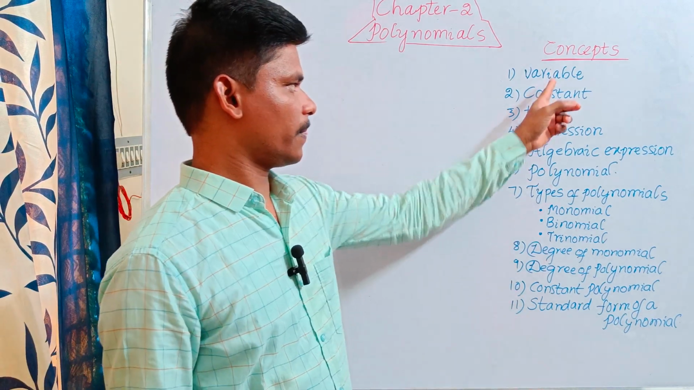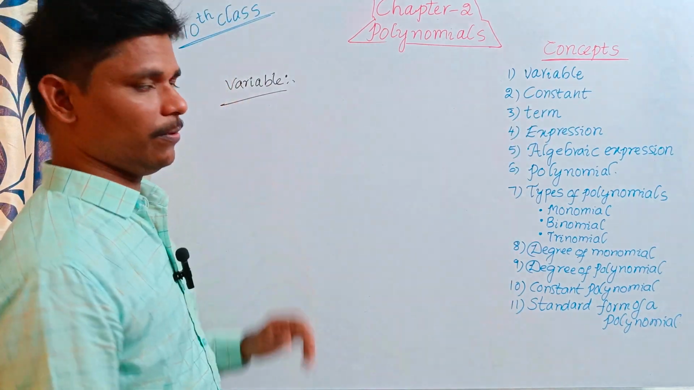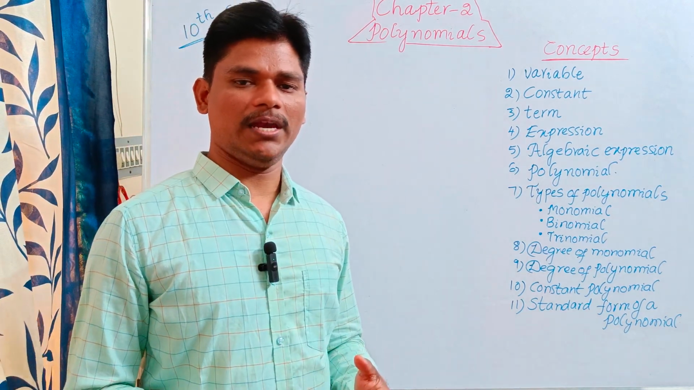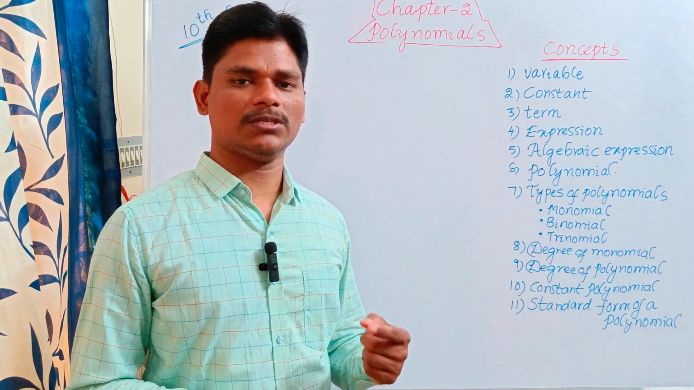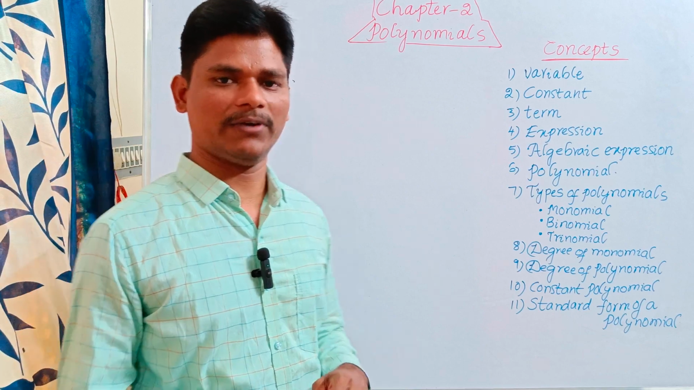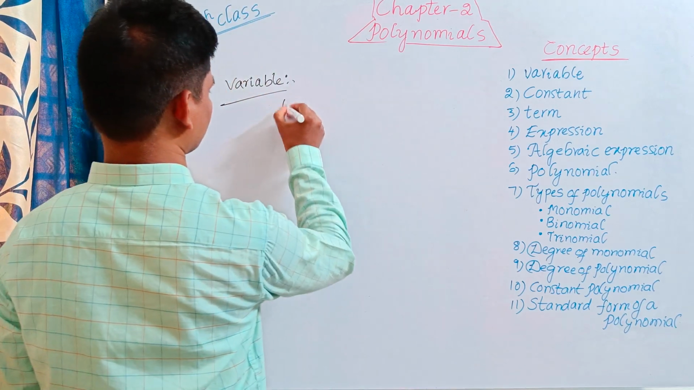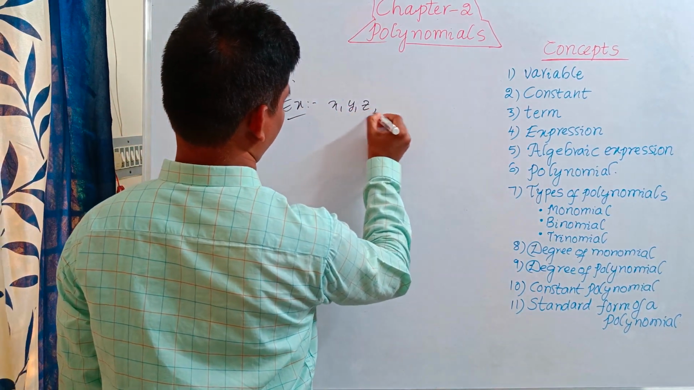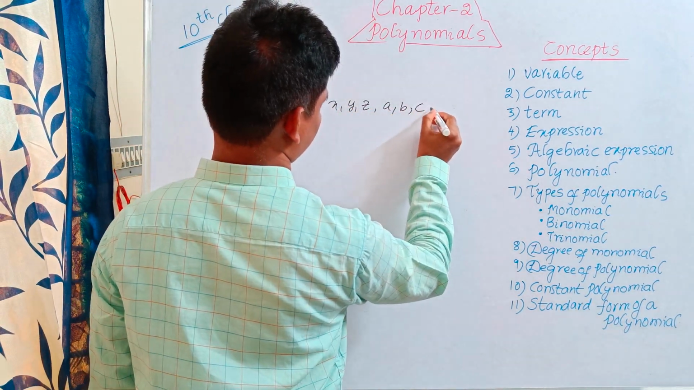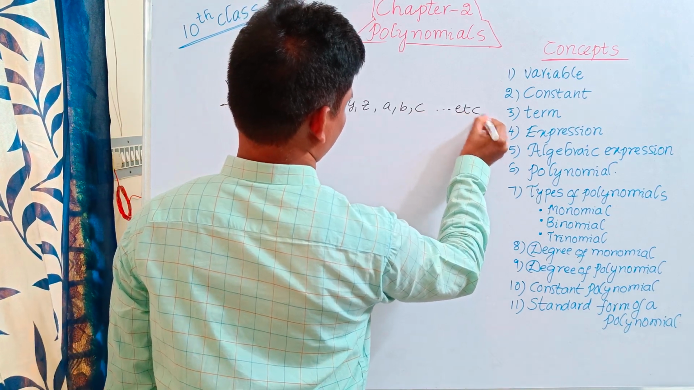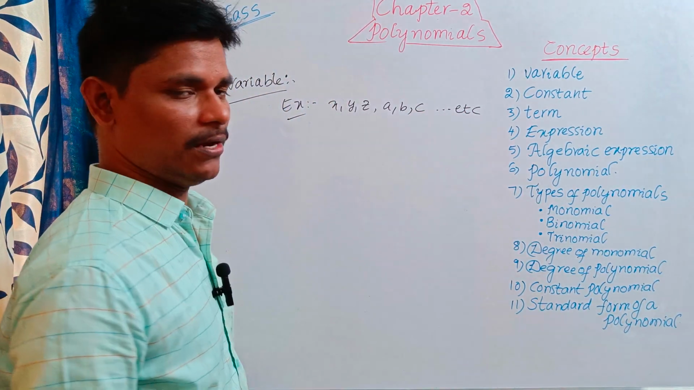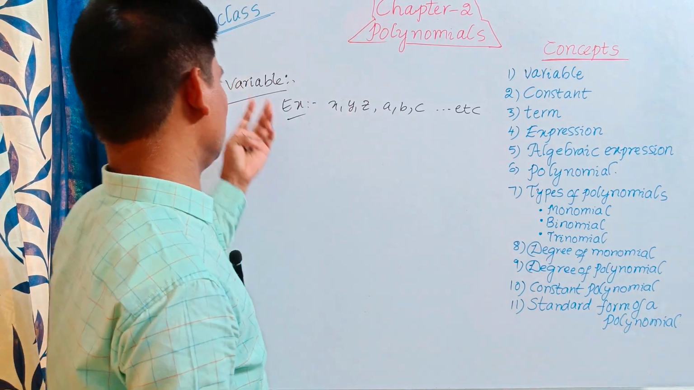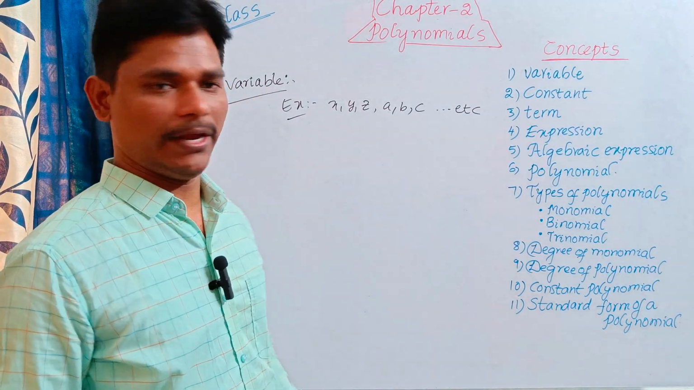See the first one, variable. What is a variable? A variable is defined as something that changes its value depending on the equation. Those are the letters, symbols. For example, x, y, z, a, b, c, and so on. So these change their values depending on the equation. Here letters and symbols are the variables.